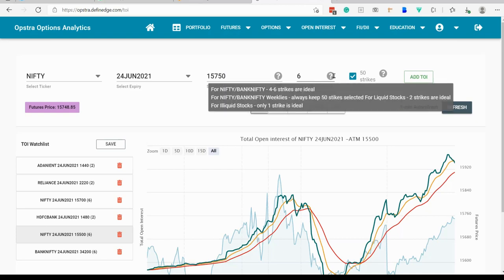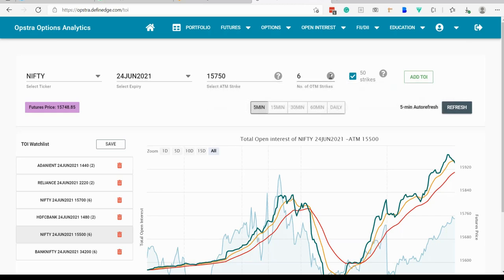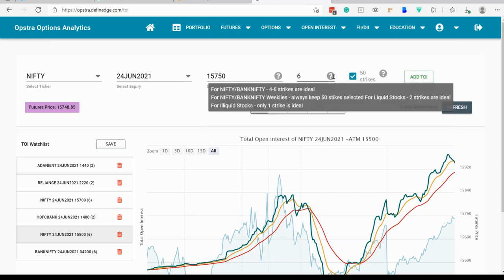And here the number of strikes that you have to choose, we have given a range like 4 to 6 strikes depending on liquidity. And for Nifty and Bank Nifty, there is no issue. So you can choose 4 to 6 strikes for Nifty and Bank Nifty. And for stocks, choose only 2 strikes, not more than that, because you don't have much liquidity in the stocks.